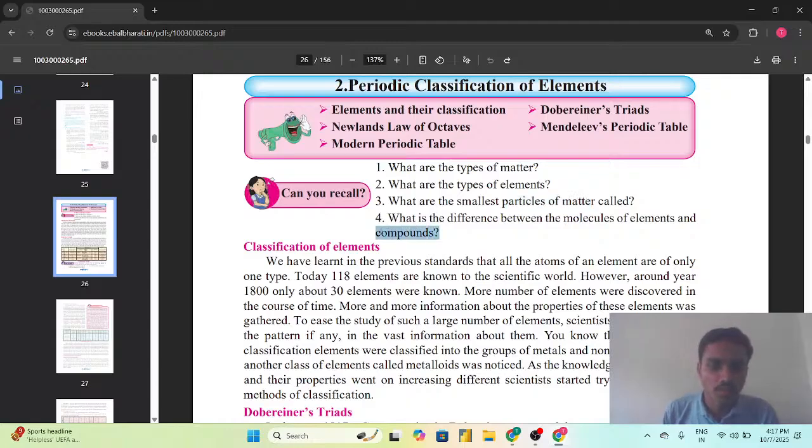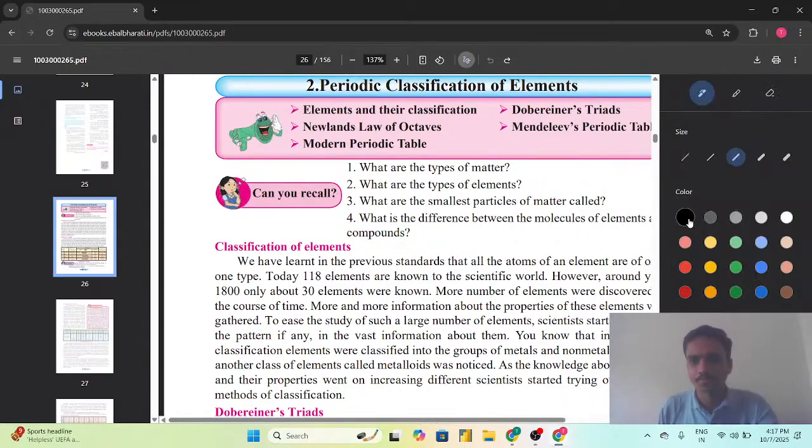So what is a compound? As we have studied about elements, compounds and mixtures. When two or more substances combine chemically in a fixed proportion, a compound is formed. This is the definition which we have studied in the lower classes. Here we should focus on the fixed proportion part.